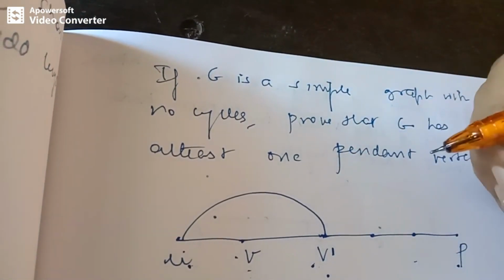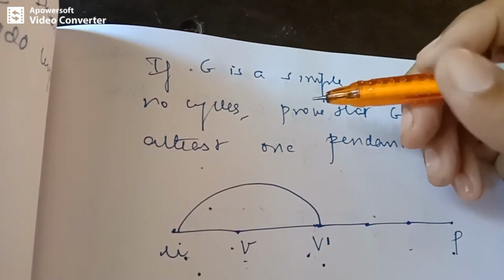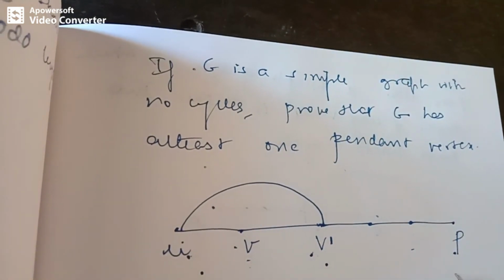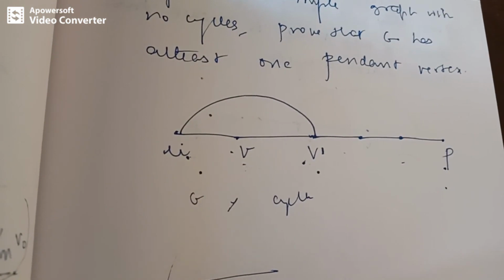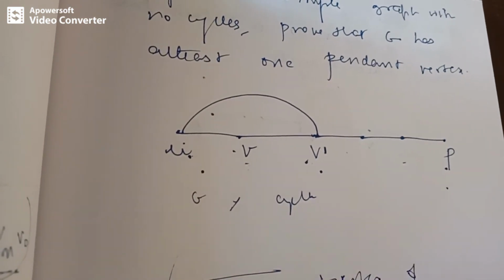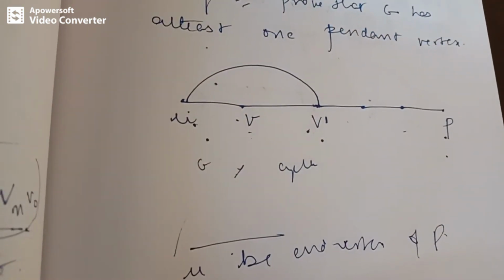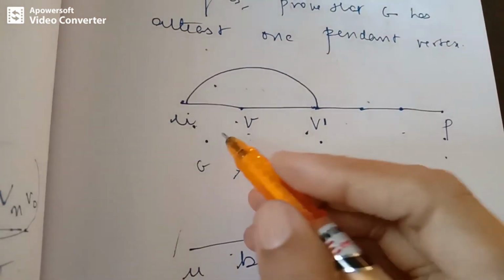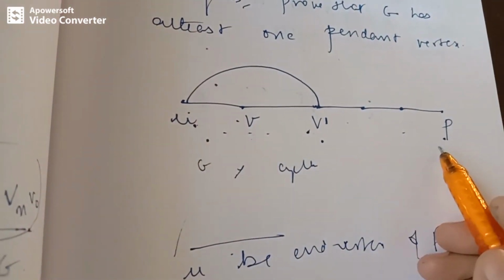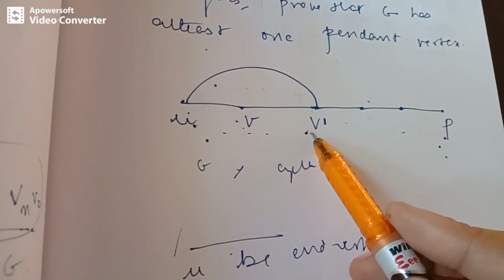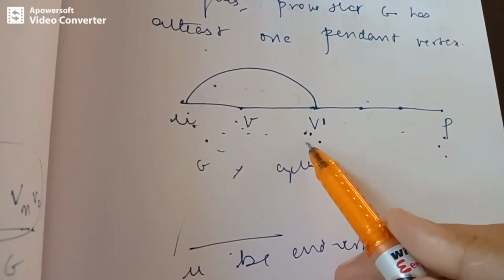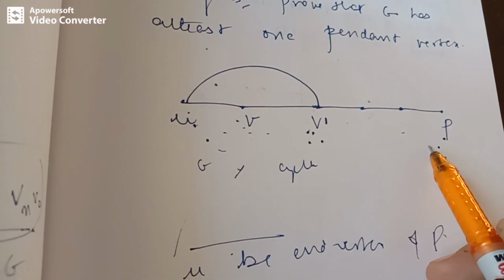So, you can write that in sentences. Let me repeat. Consider a path P in G which has maximum vertices. So, let U be the end vertex of P. Then, every neighbor of U belongs to P. So, let us say there are two neighbors. U has at least two neighbors, V and V dash, and they both belong to P.